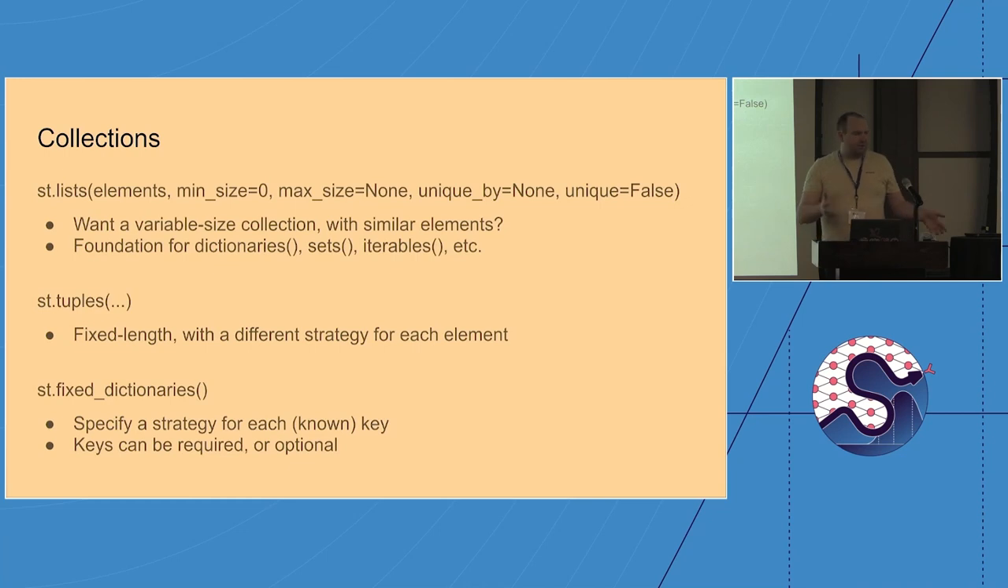The tuples strategy is a little different to lists. Tuples is always for a fixed number of elements, where you specify a strategy for each index separately. So if you want a tuple consisting of, for example, an integer and a float and a string, you can do that. Or if you wanted a 3D point, you could describe that as a tuple of three floats. There's also fixed dictionaries. If you want a specific set of keys with a corresponding different kind of value for each, fixed dictionaries is how you'd specify that.